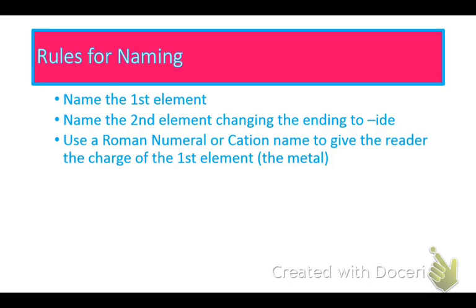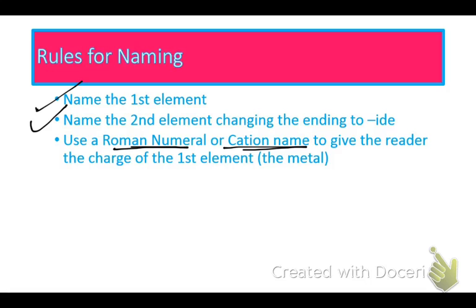So again, name the first element, name the second, then we're going to have to put in a Roman numeral, or we're going to have to use those special cation names. Like I said, plumbic, ferric, things like that. We'll go through some examples of how to do the type 2s.